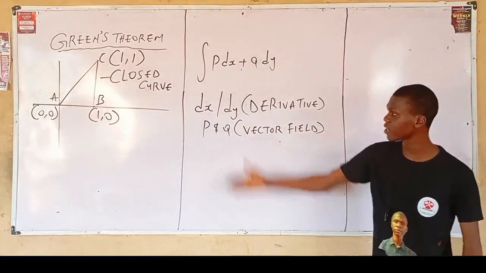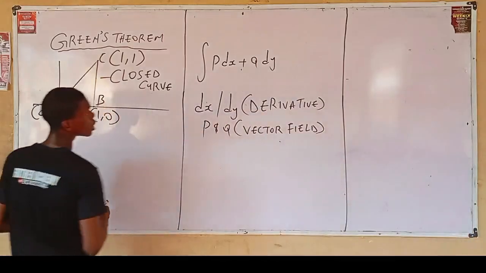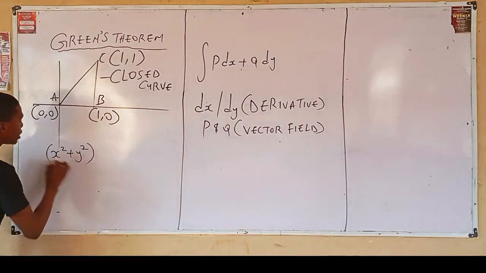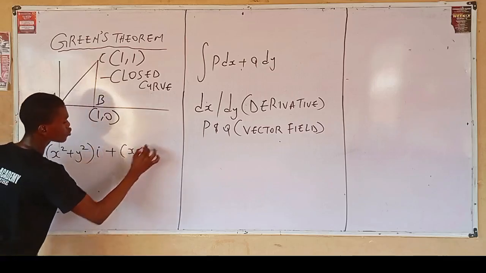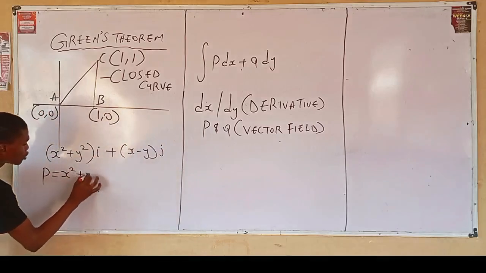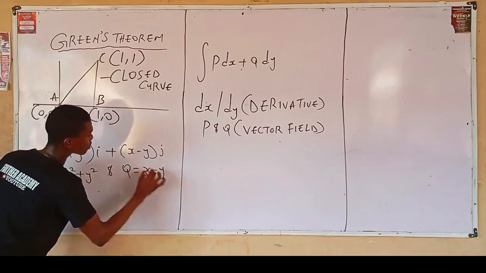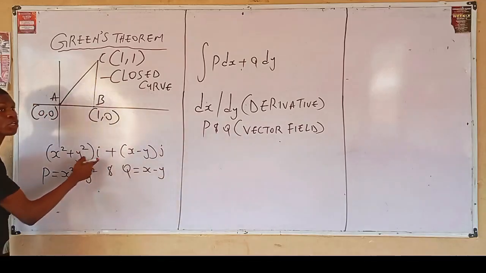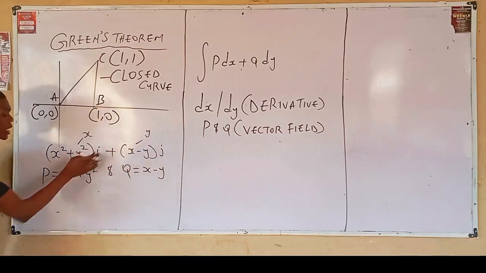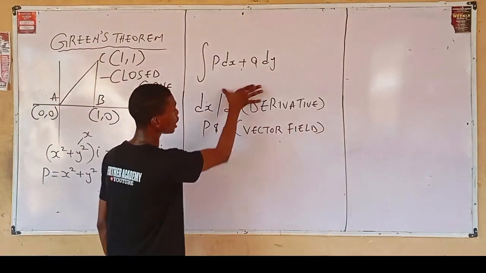Now check that question. What is the vector field giving? You are giving two vector fields. You are giving x squared plus y squared i plus x minus y j. Now in this case, your P is equal to x squared plus y squared, and your Q is equal to x minus y. Just take note that i is the x direction and j is the what? The y direction. i takes P, then j takes what? Q.